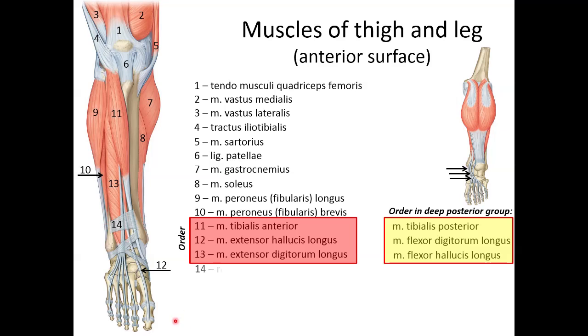Number 14 is the so-named retinaculum extensorum superior. Through it pass these three tendons: tibialis anterior, extensor hallucis longus, extensor digitorum longus. And number 15 is retinaculum extensorum inferior. So all three tendons pass through both of these retinacula.